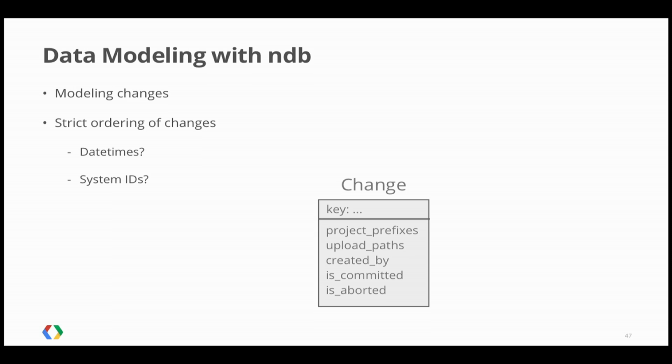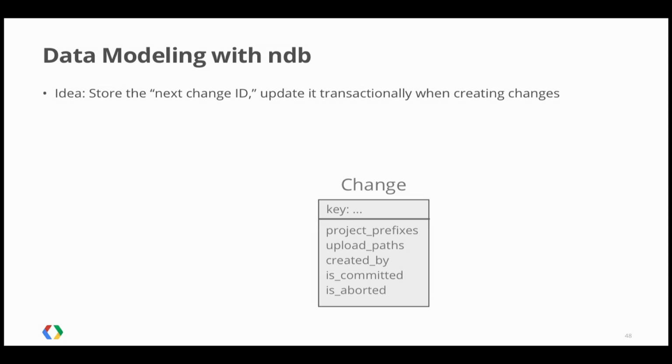The different shards of the data store are going to have different allocated ID ranges, so it'll be guaranteed to assign unique system IDs, but not necessarily increasing system IDs. If they're in the same entity group, you get something closer to monotonically increasing, but it's still not guaranteed by the data store. So our idea here is to keep track of our own change IDs. We are going to store the next change ID, and then we're going to update it whenever we create one of these things. Of course, we need to update it transactionally.